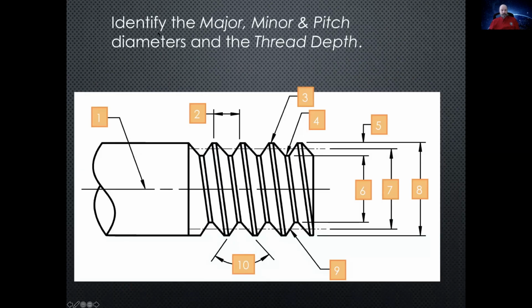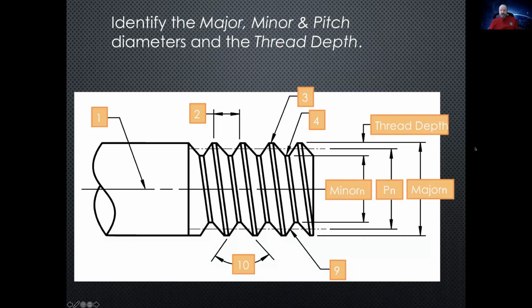If you think about it, you can probably guess what the major, minor, and pitch diameters are and what the thread depth is. So thread depth is how far in it goes. Okay, I don't know if you can see my cursor, right? And major diameter and minor diameter, and pitch, are related to how the threads are cut. Pitch is the distance from one thread to the next. So let's look at it more closely.